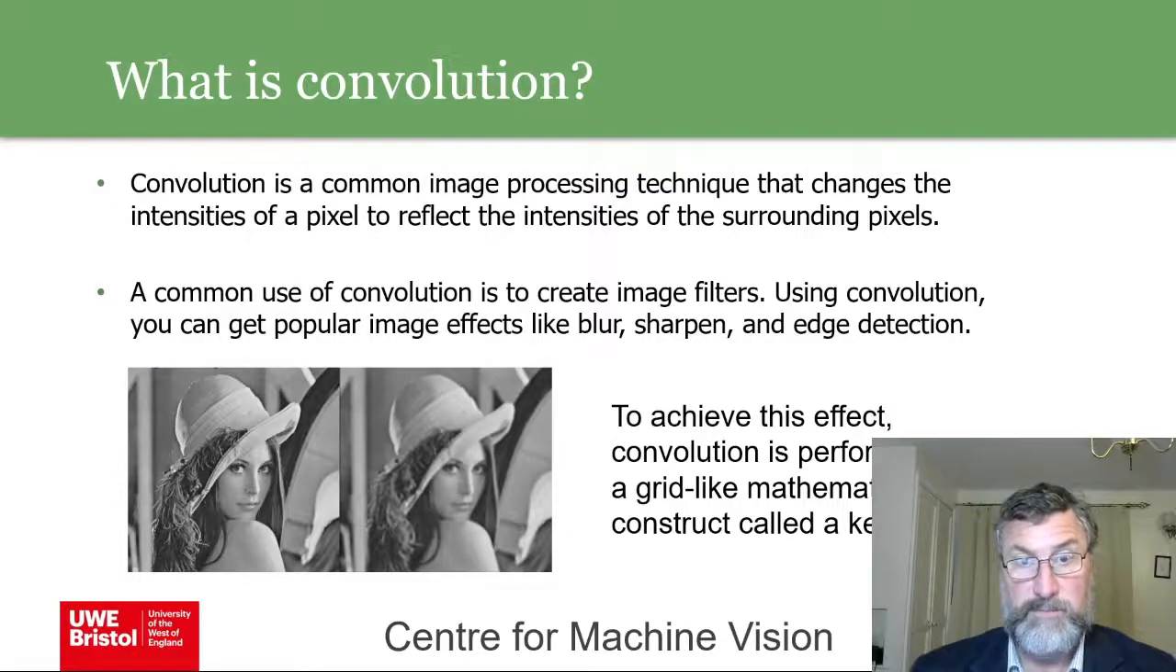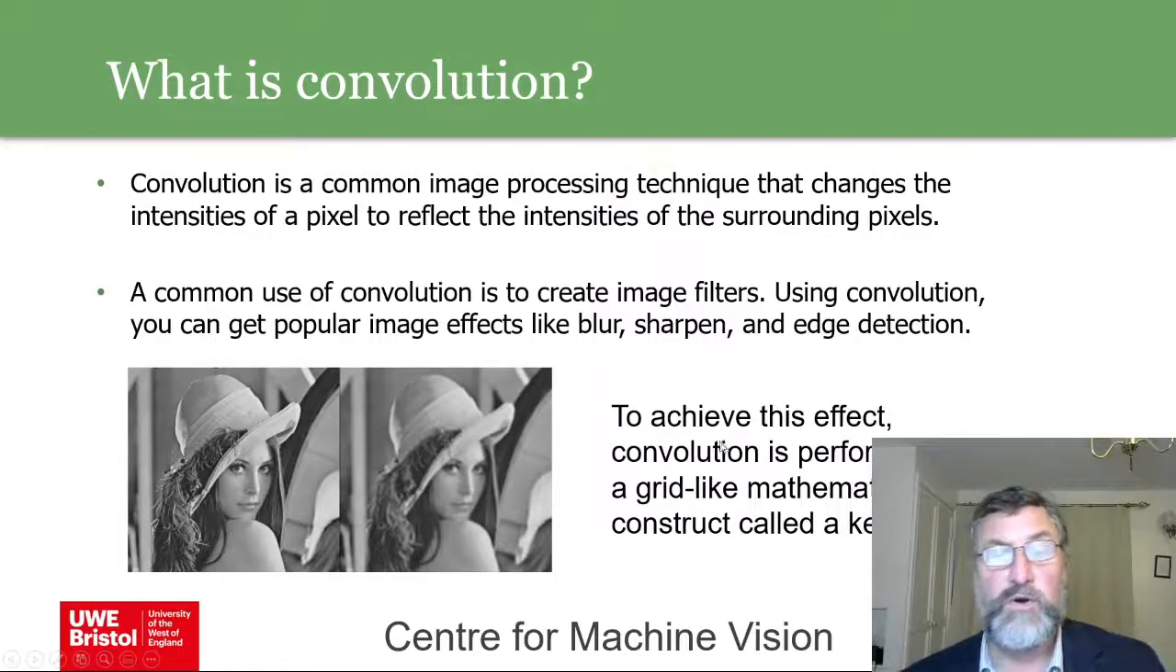Using convolution, you can get popular image effects, like blur, sharpen, and edge detection. This is an image that's been used since 1973 to illustrate some of these image processing techniques. And this is a soften technique, or a blurring technique. So this is the original image, then you apply your blur filter, softening filter, you end up with this. To achieve an effect such as that, convolution is performed using a grid-like mathematical structure, which we call a kernel.